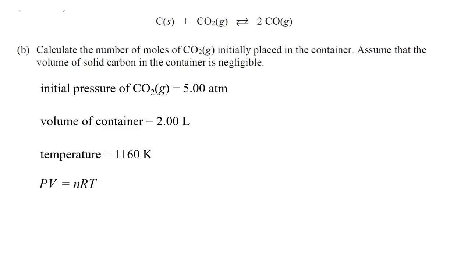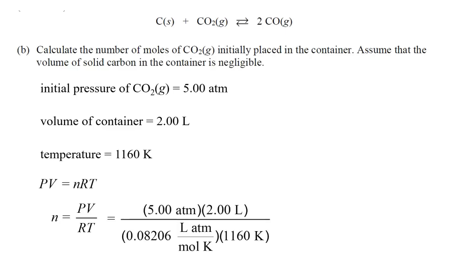So if we rearrange the ideal gas law, solving for n, it would be n equals P times V divided by R times T. Let's plug in all of the information that we know. The pressure, 5.00 atmospheres. The volume, 2.00 liters. The ideal gas law constant, 0.08206, with units of liter atmospheres per mole per Kelvin, and then the Kelvin temperature, 1160.